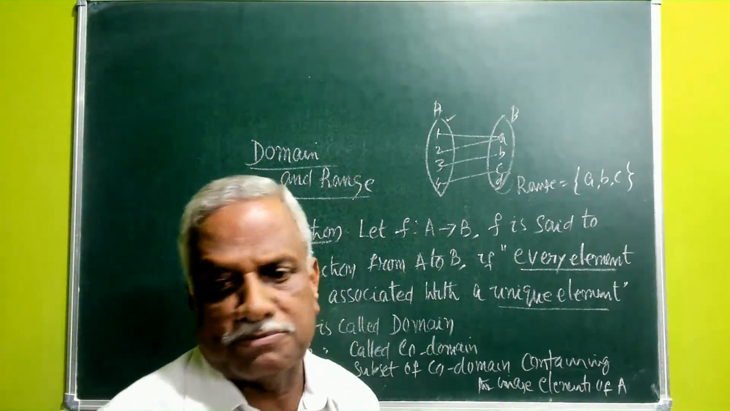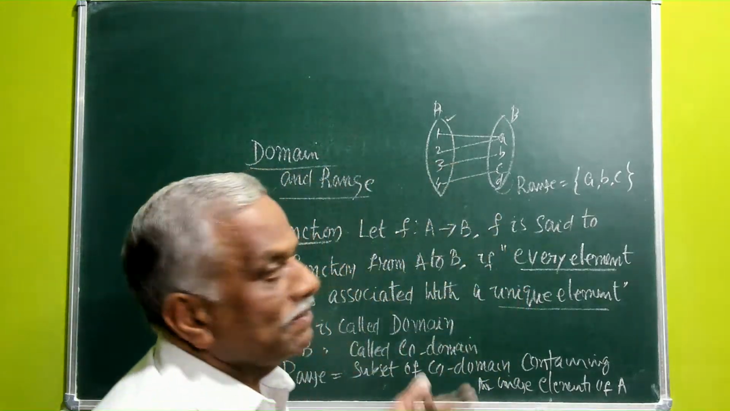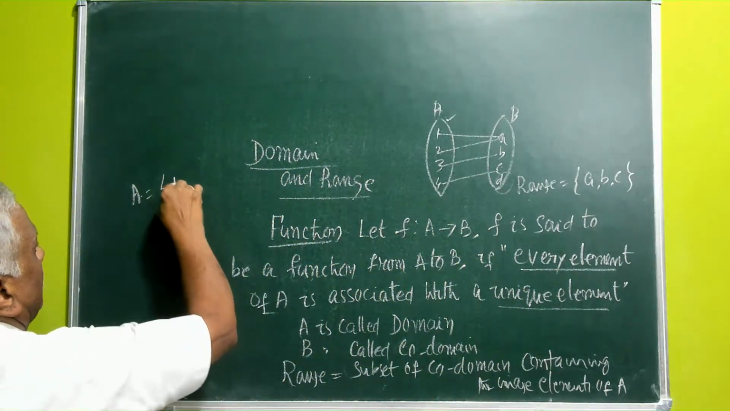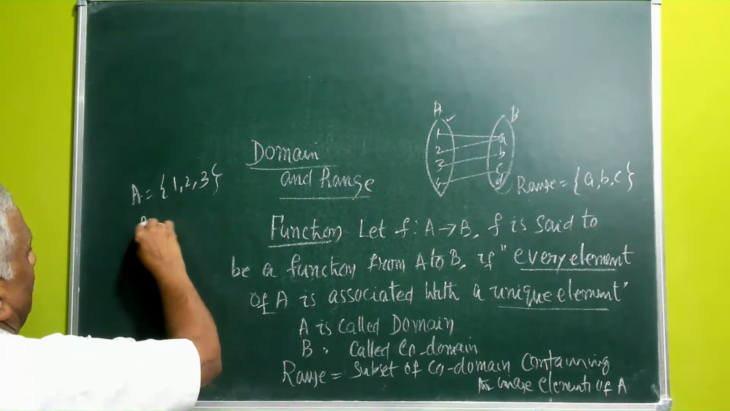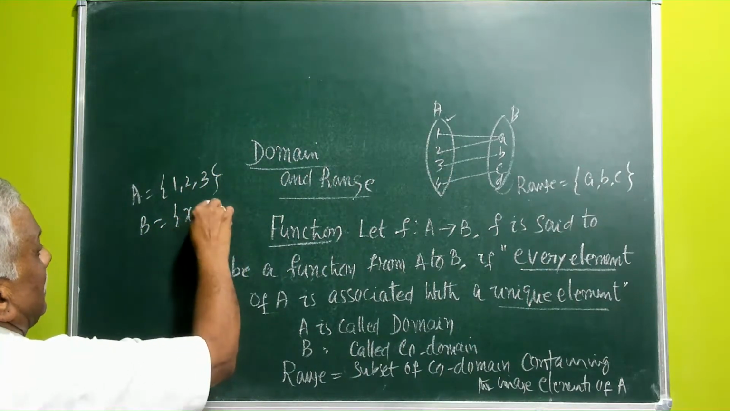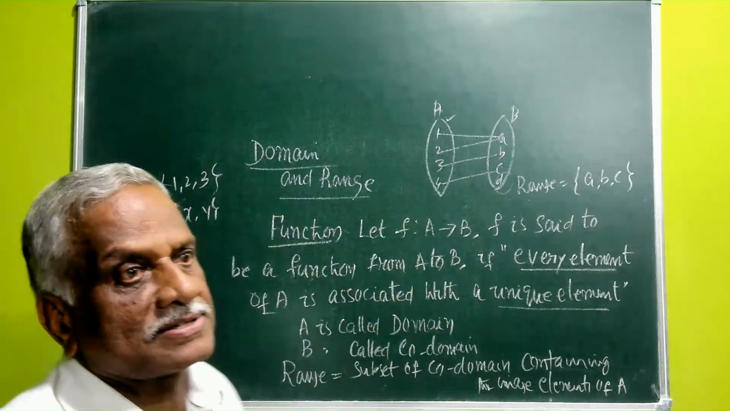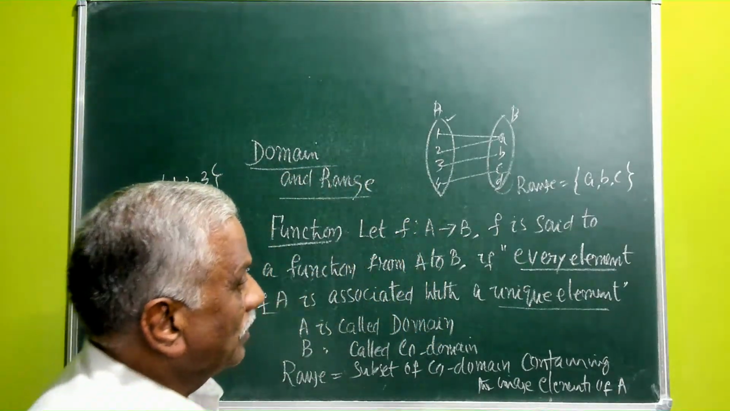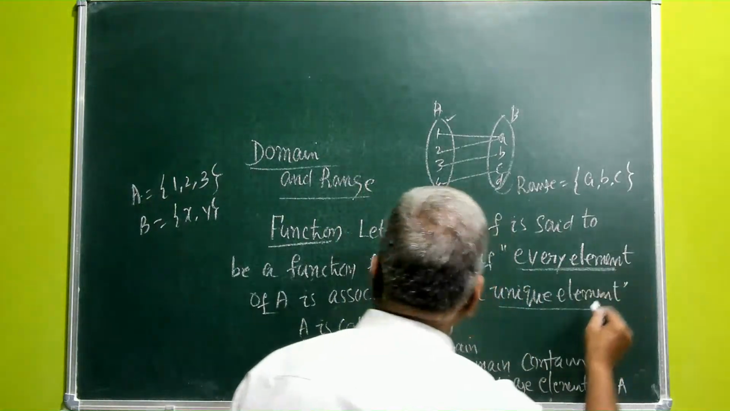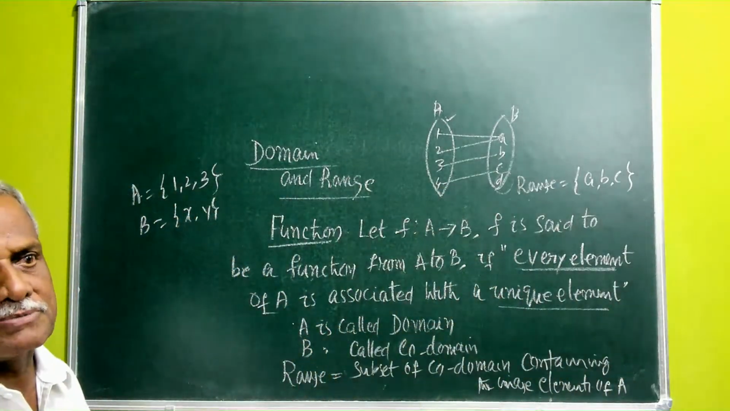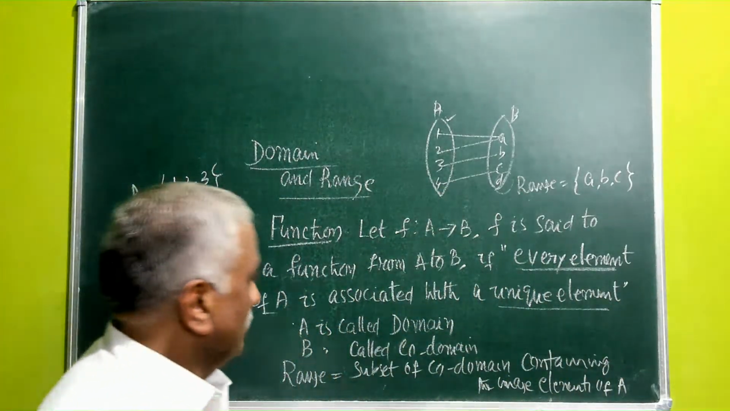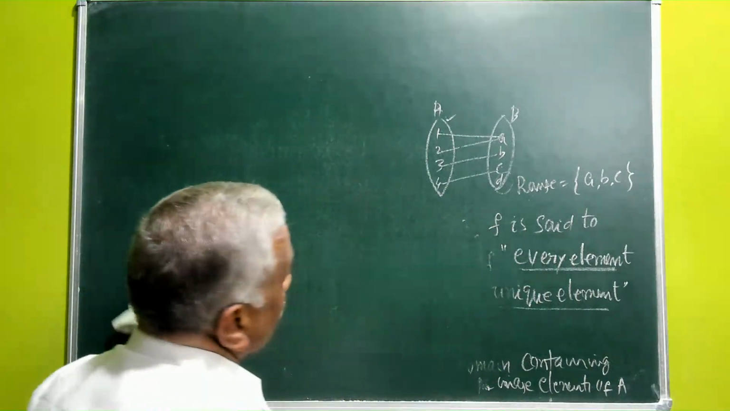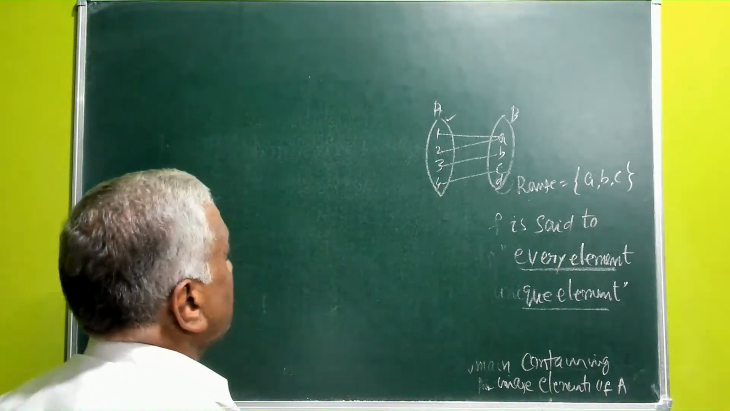Normally, I have seen in the CET question papers, they give a problem. Some A is equal to 1, 2, 3, and B is equal to some x, y, something like this. They give 4 answers: which of the following is a function? To understand that, you should have a clear idea that every element of A must be associated. I will just give you a simple example, thereby you can always work out any function problem.